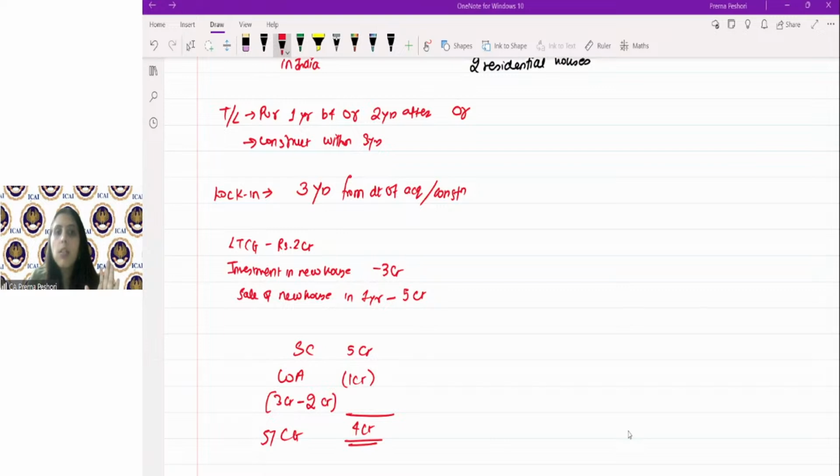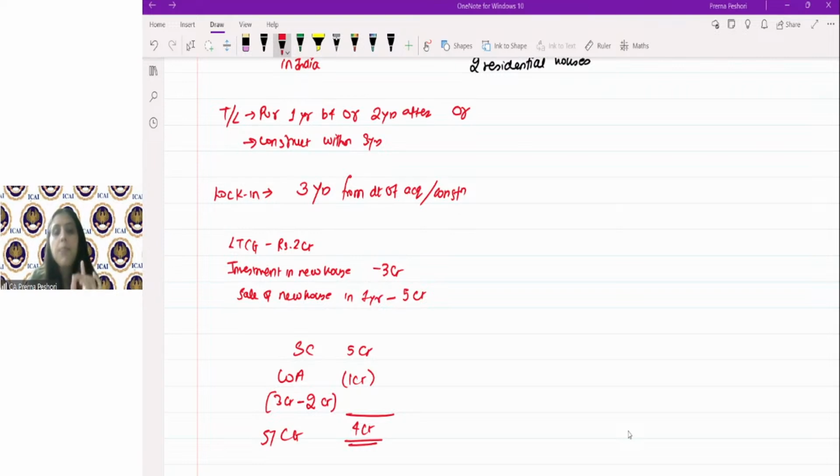Any questions? Any doubt till now? Okay. So 54 is about that you have to do it within 1 year before or 2 years after the purchase, or within 3 years you have to do the construction. Clear? Next is section 54.